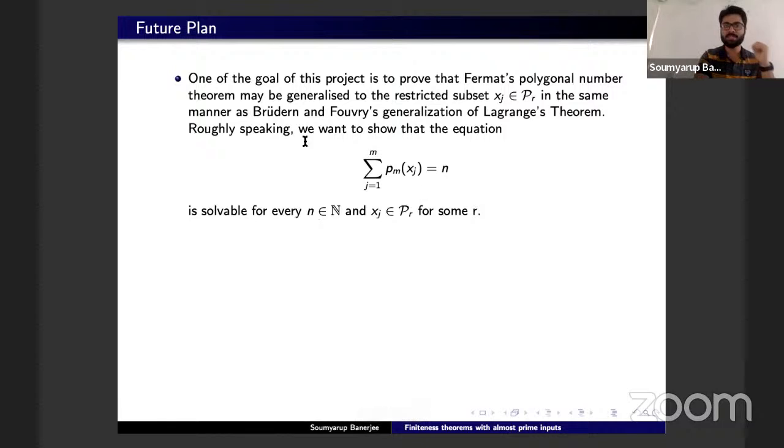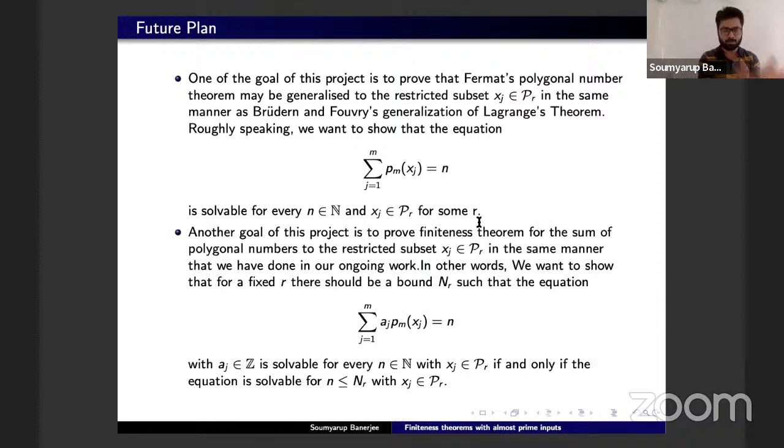Okay, so what is our future plan? One of the goals of this project is to generalize Fermat's polygonal number theorem to the restricted subset x_j belongs to P_R. So basically, to apply sieve theory and modular form techniques to find whether the sum of m polygonal numbers can represent every integer for x_j belonging to P_R for some r. So that is our first question.